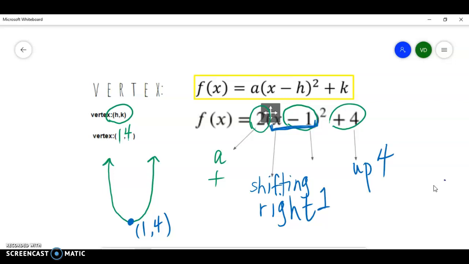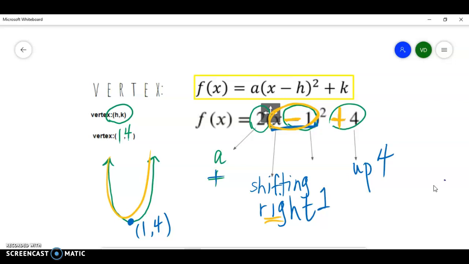So my A was positive. It made my curve face up. In parentheses, I had a minus sign. Opposite of minus, right, is to the right, right? Because usually left is minus, but parentheses mean opposite. So it is shifting to the right one time because it was the number 1. And then my +4 right here, that's going to be normal, regular. It went up 4 times.